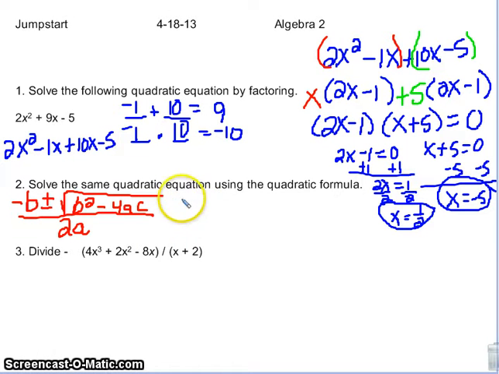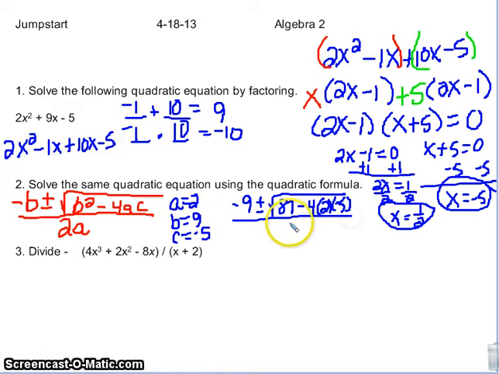So what's my A? A is 2. What's my B? 9. And what's my C? -5. Now, because these are rational numbers, they're not crazy, crazy long, ridiculous things, that lets me know that whatever square root I'm going to have is going to simplify. Okay? So I'm going to put this in: -9 plus or minus the square root of my b squared, which is going to give me 81 minus 4 times 2 times -5, all over 4.